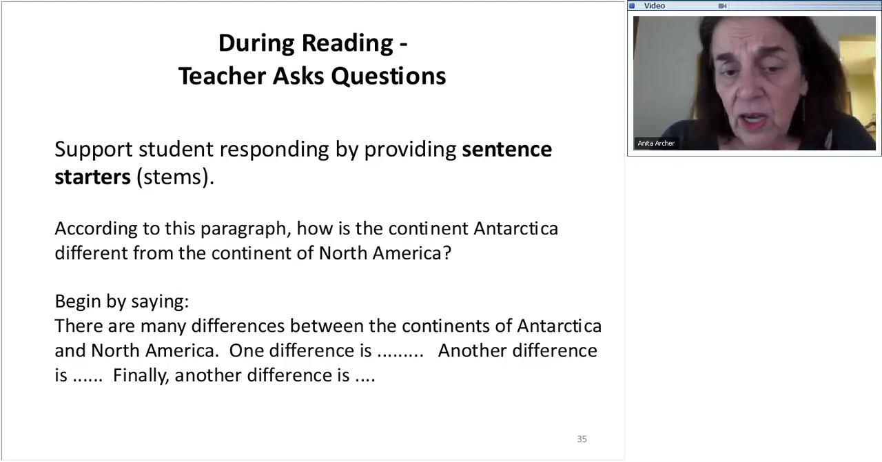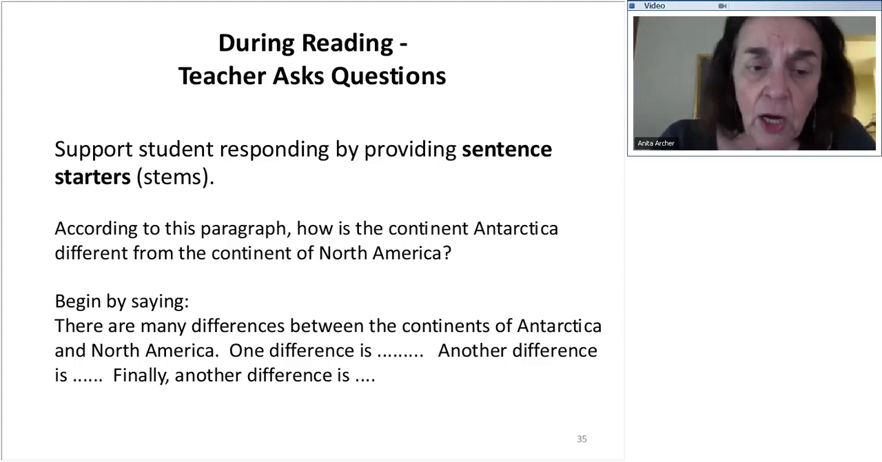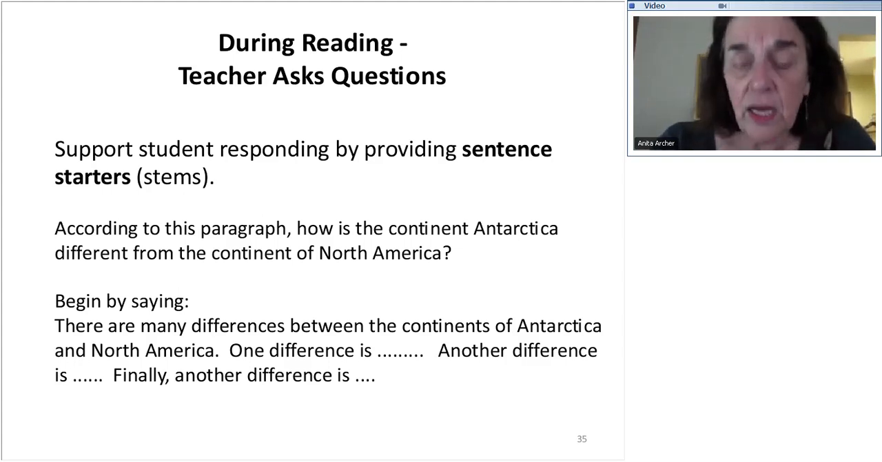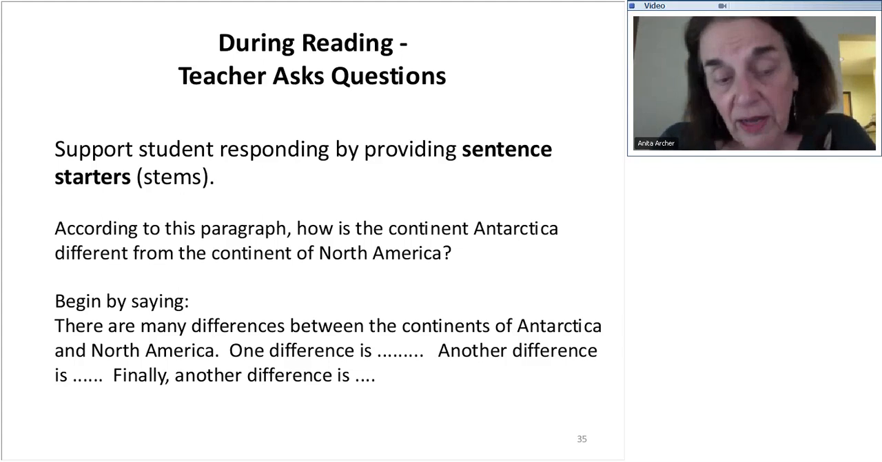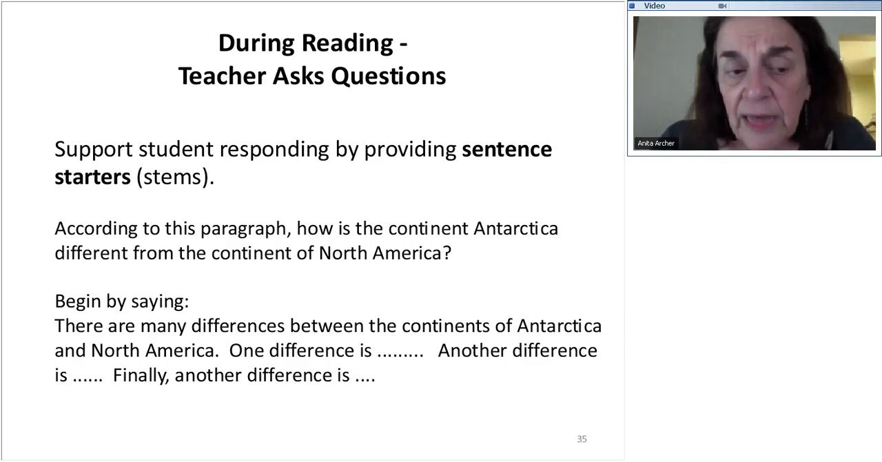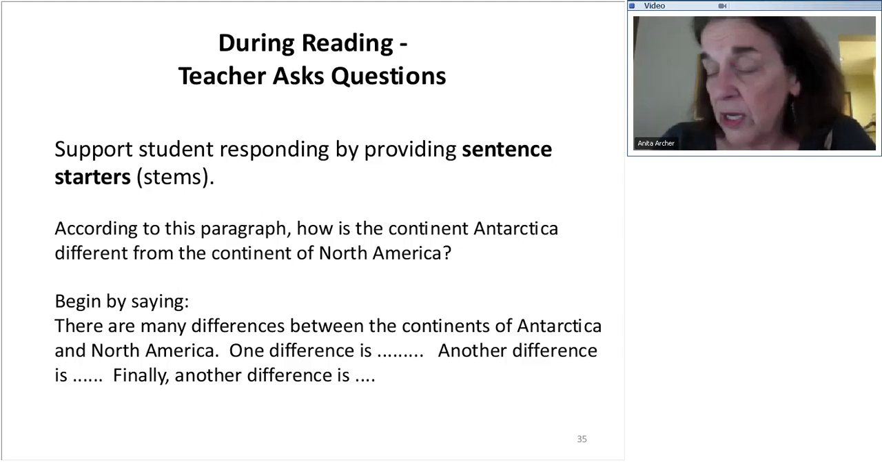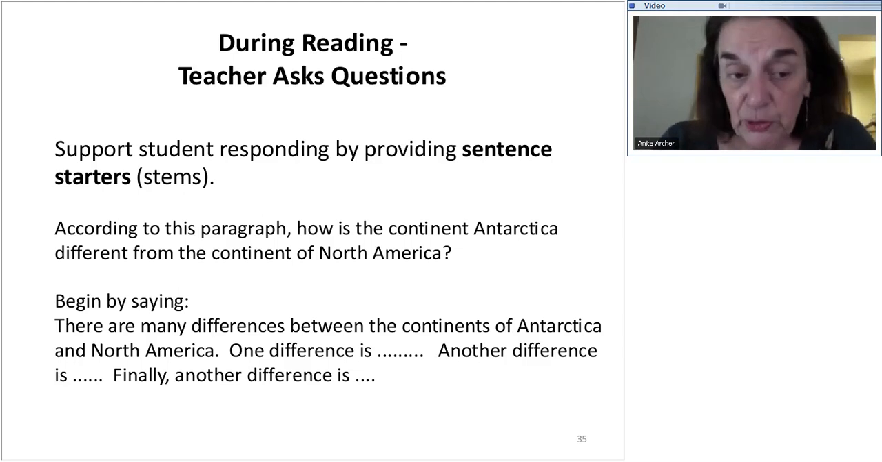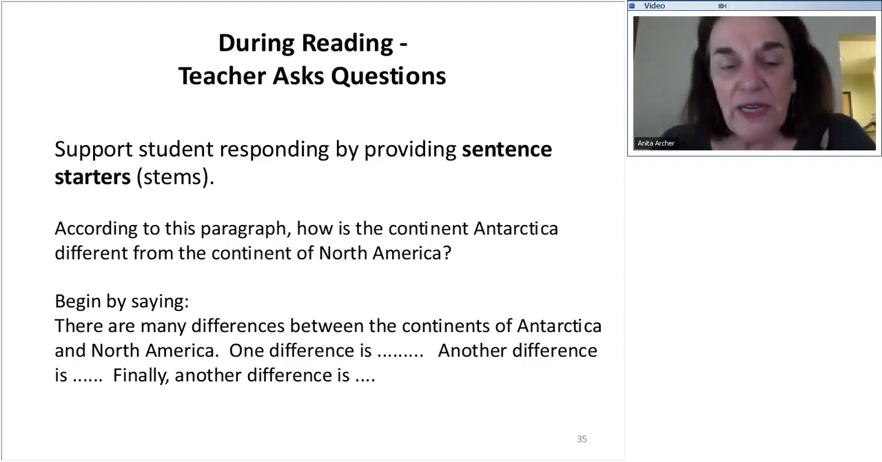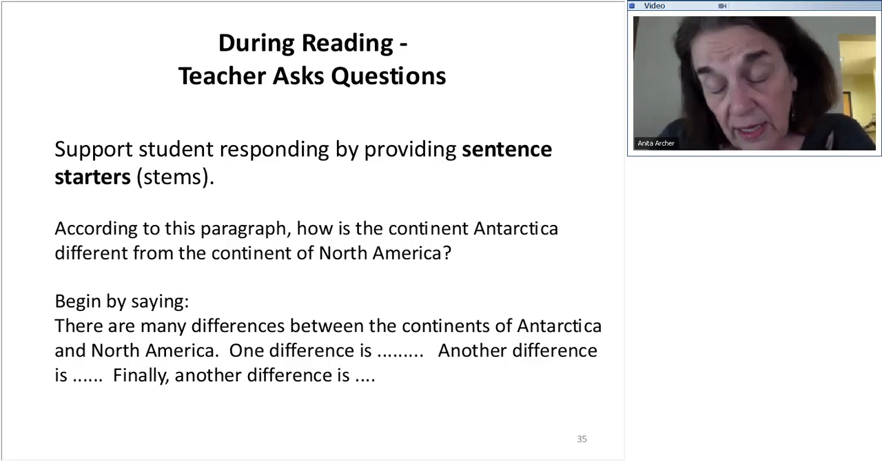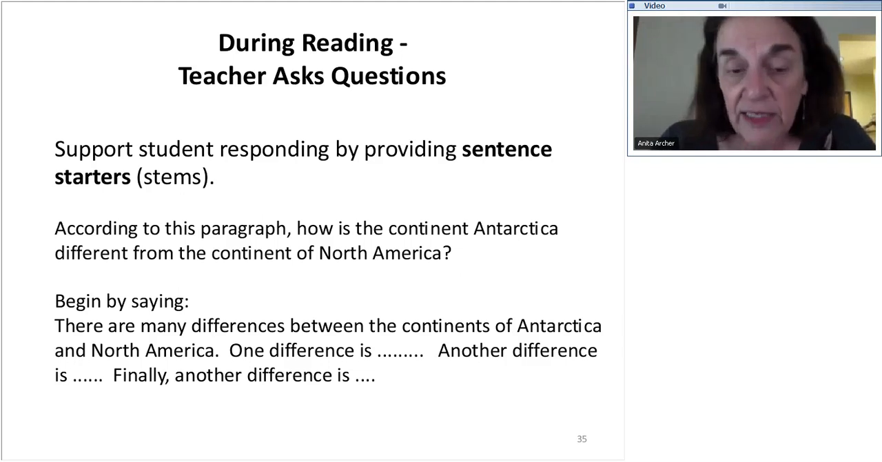There are many differences between the continents of Antarctica and North America. One difference is that Antarctica is very far south, where North America is on the northern part of the world. Another difference is in Antarctica, the land is covered in ice. In North America, most of the land is not covered in ice. Finally, another difference is in North America, we're able to easily view mountains, and we're actually able to view valleys, particularly when we are in the base of them. Whereas these, even the mountains and the valleys, are covered with ice in Antarctica.